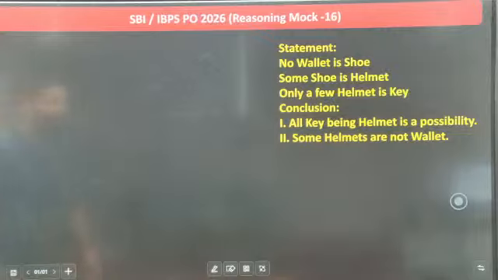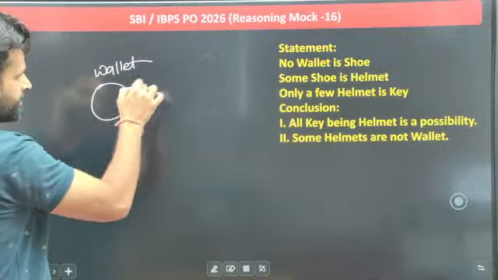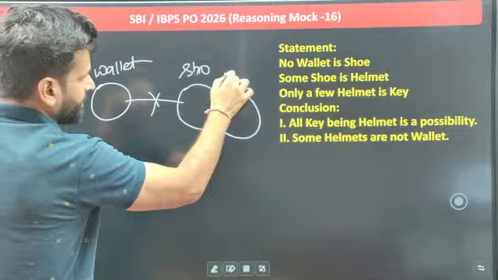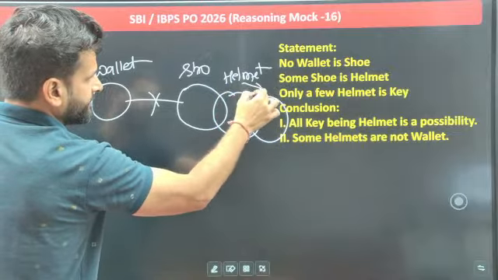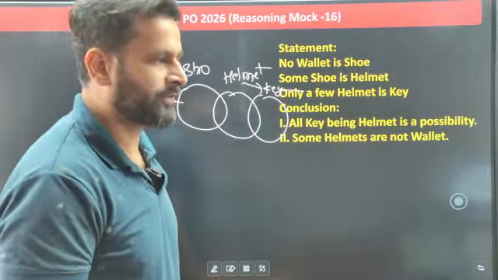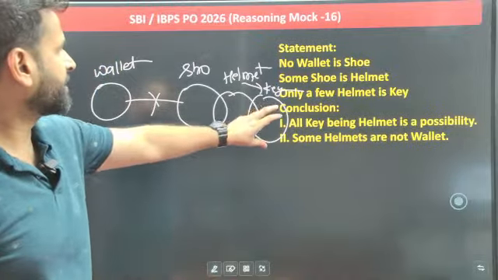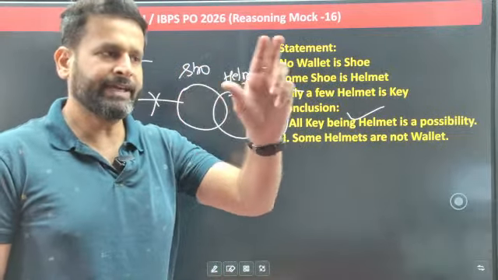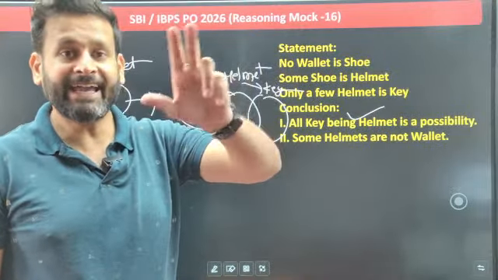No wallet is shoe. Some shoe is helmet. Only a few helmet is key. Okay. Both follows. All key being helmet. कहाँ पर है key? All key being helmet is a possibility. Yes. Reverse is true. Only a few A is B. So all A can never be B. But all B can be A.